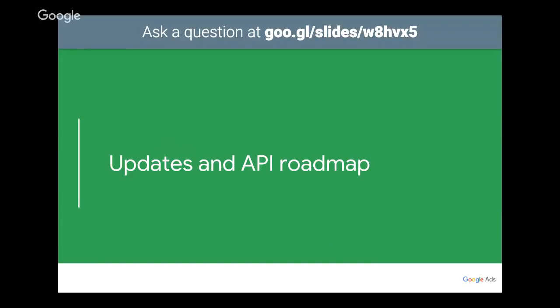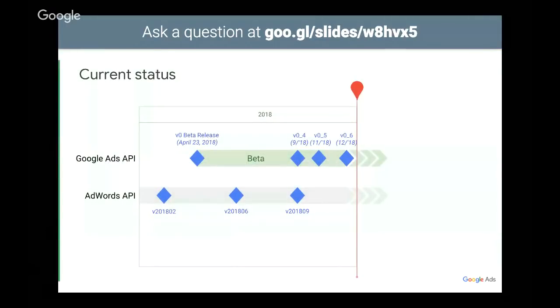Okay, so I don't want to get too stuck in the weeds. That's the brief whirlwind tour, the introduction of what the Google Ads API is and the key headline features behind it. I think the main reason a lot of people are here today is updates about the API and where we're headed with the roadmap. So just before we look forward to where we're going, I want to give you a quick review of where we've come from.